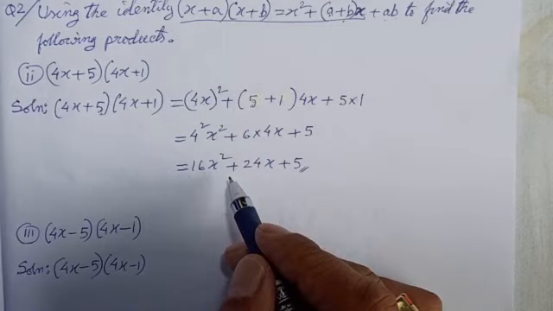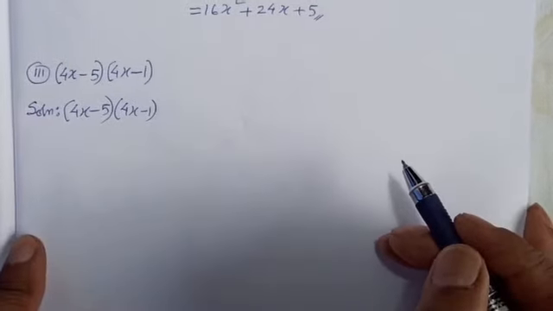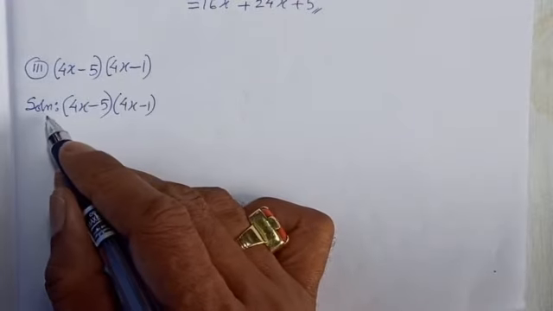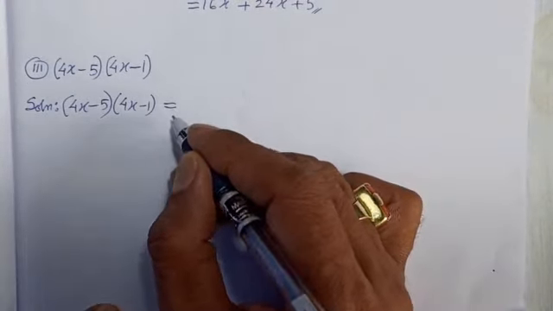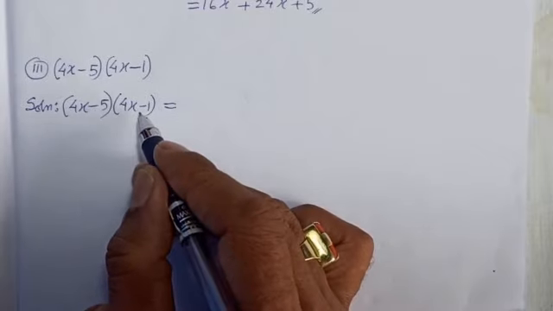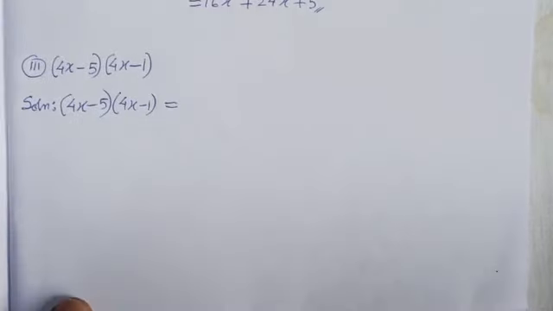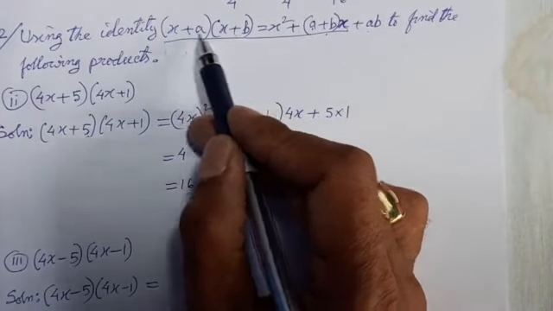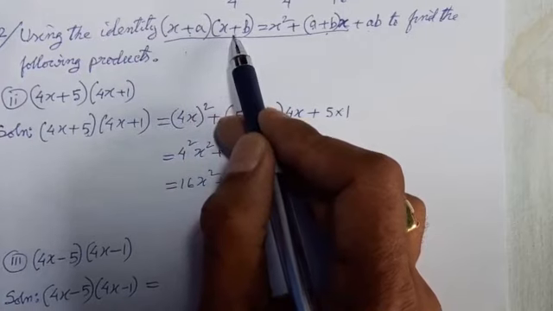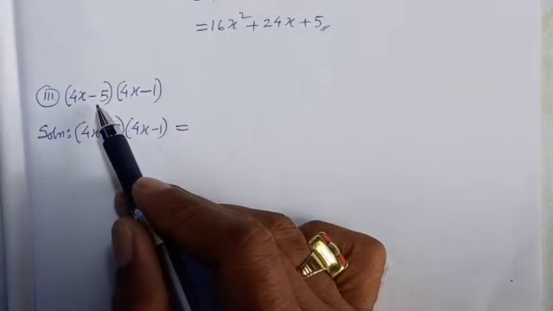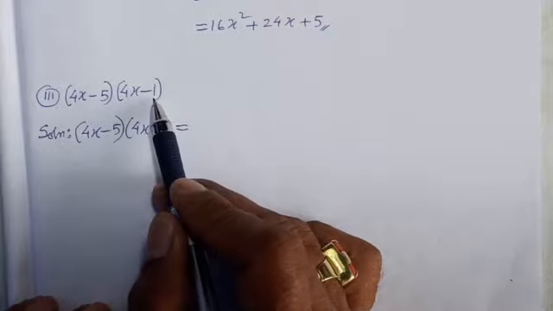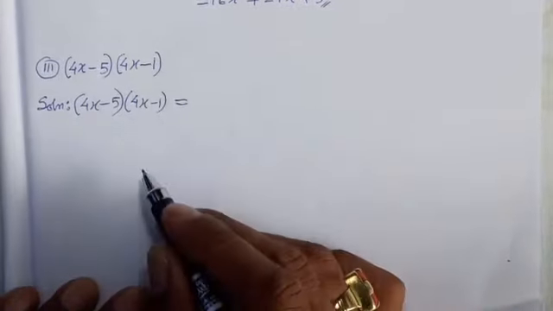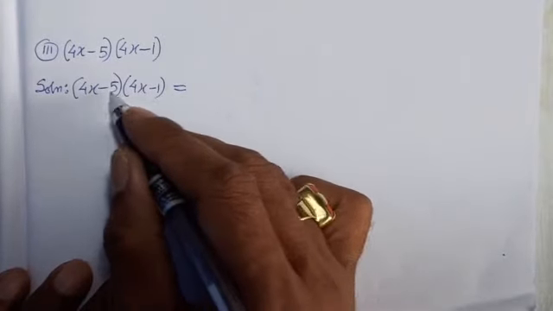Now let's try Roman number 3. 4x minus 5 into 4x minus 1. Here solution. Next. Here we see that this is minus and this also minus. According to this identity, this is plus and this also plus, x plus a, x plus b. This plus and this also plus. But here there is minus and here is also minus sign. So first we have to convert this minus into plus. So we can write this given question like this.